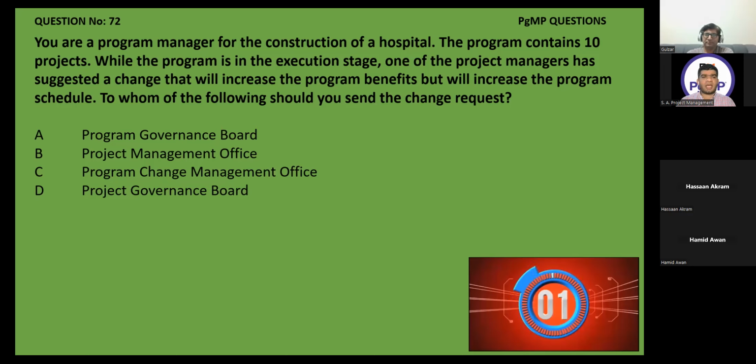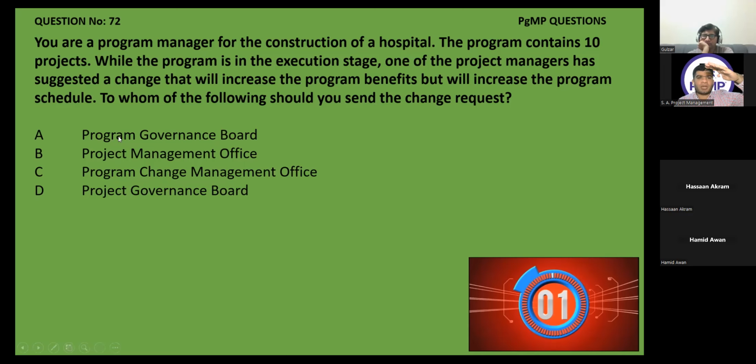Okay, so the question is: to whom of the following should you send the change request? This is actually the topic of the key stakeholders. The program is in the execution phase. One of the project managers has suggested a change that will increase the program benefits, but it will increase the program schedule. So it's a program level thing. Although it's coming from the project manager, it is affecting the program level, so this has to be decided, agreed and reviewed by the program level stakeholder.